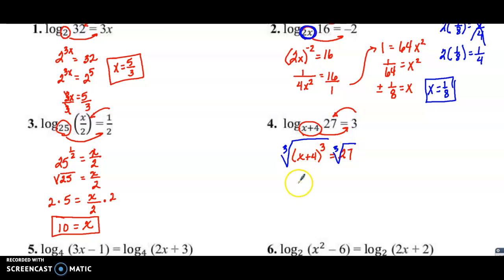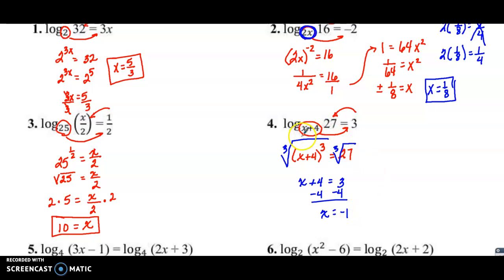With a cube root, you don't have to worry about your sign, plus or minus. We just take the positive. So the cube root of a positive 27 is 3, because 3 times 3 times 3 is 27. And then we just solve, subtracting our 4. When we subtract our 4 to both sides, 3 minus 4 gives me a -1.